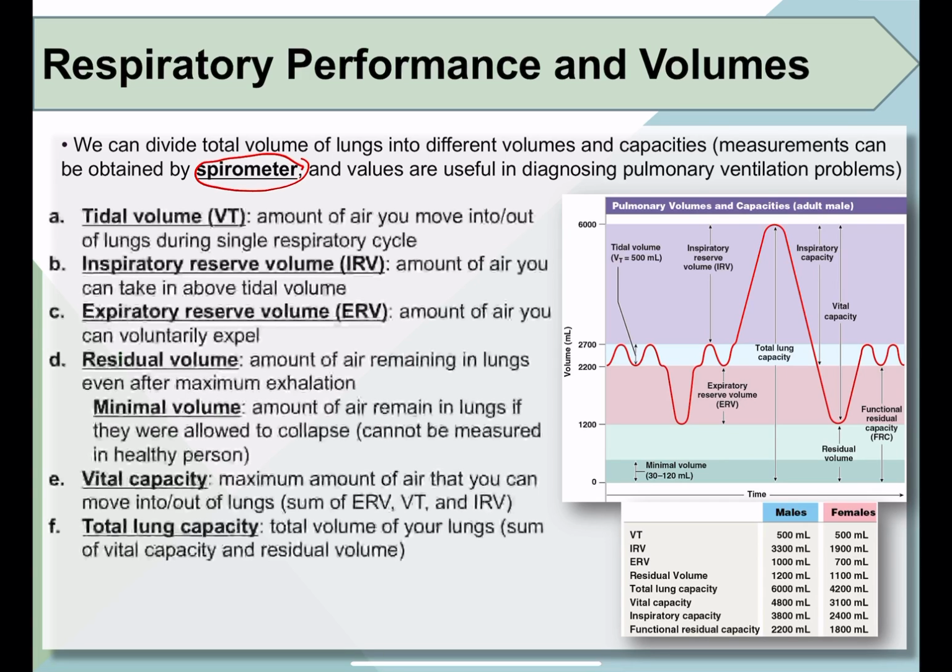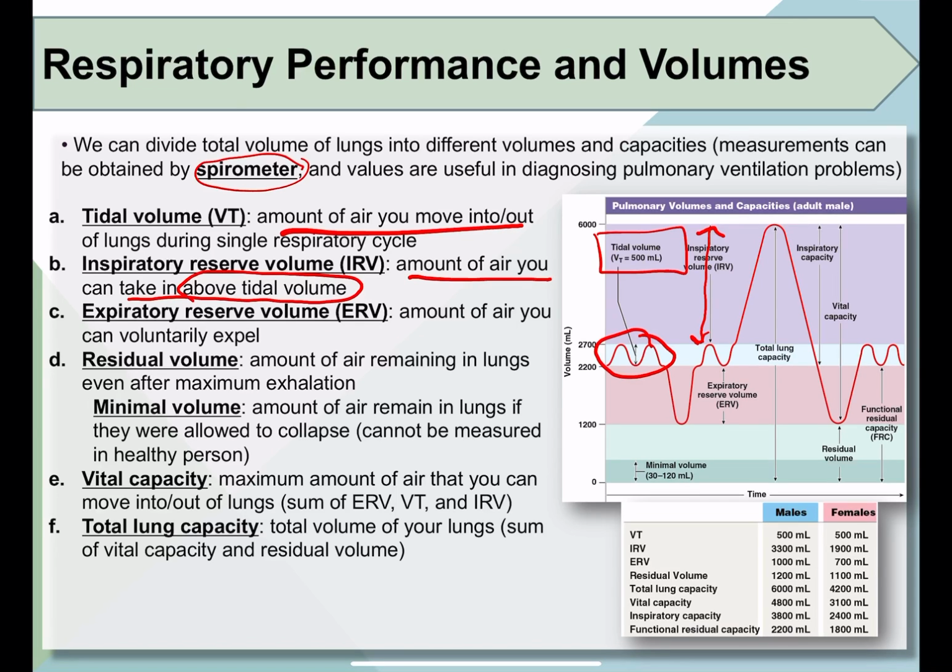So here are the different volumes that can be evaluated. We already talked about the tidal volume, which is the volume you breathe in and out in a single normal respiratory cycle. This right here represents that 500 ml volume of you breathing in and out, the tidal volume. Inspiratory reserve volume is the amount of air you can take in above the tidal volume. So from here to here is what you can take above your tidal volume. Expiratory reserve volume, abbreviated ERV, is the amount of air you can voluntarily expel below your tidal volume. So this is the end of your tidal volume, and from here to here is your expiratory reserve volume.